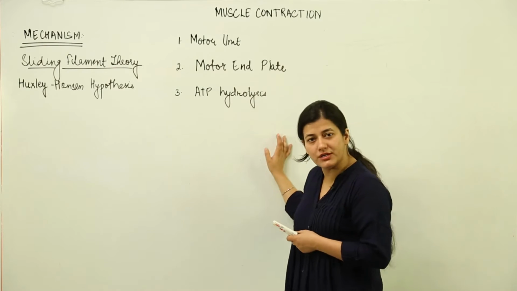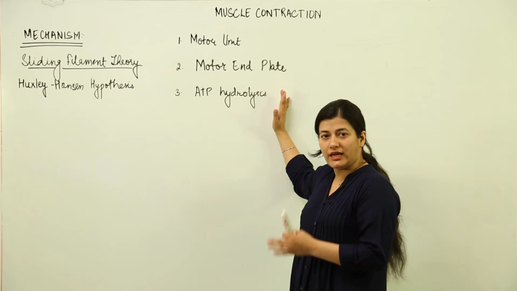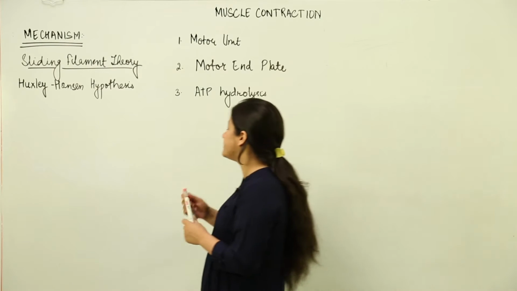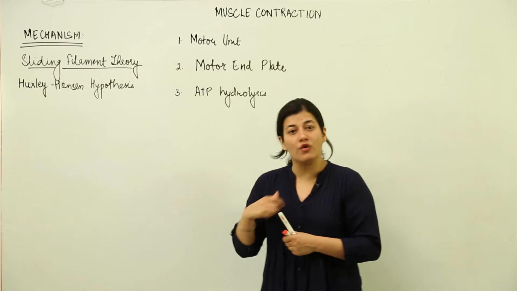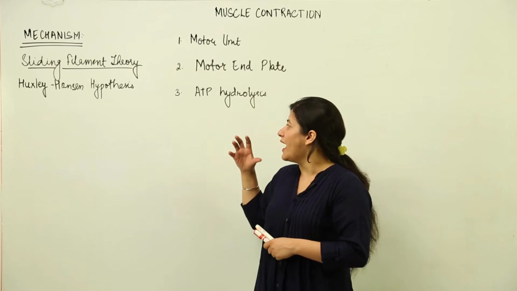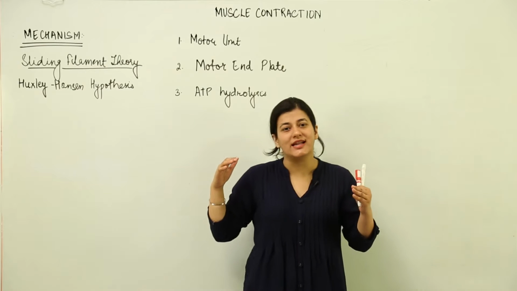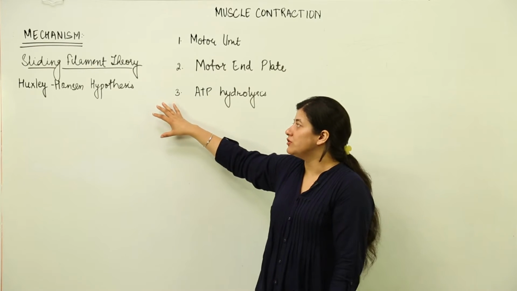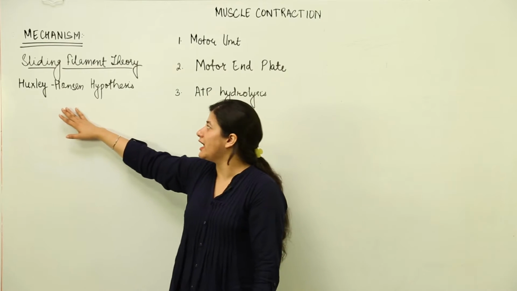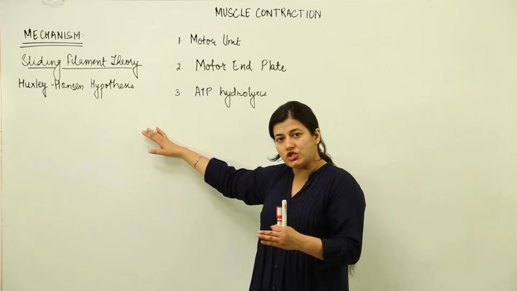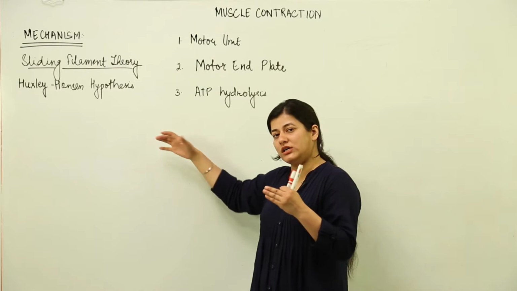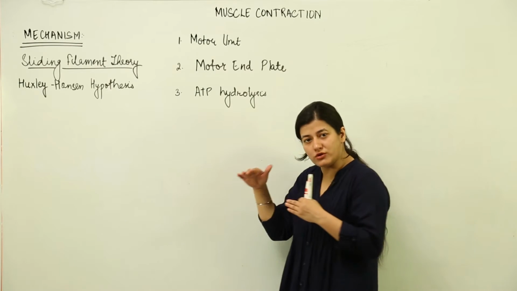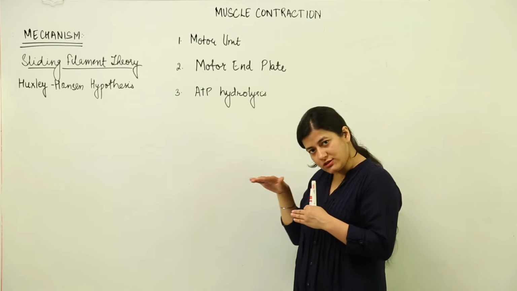What is a motor unit, what is the motor end plate, how does ATP hydrolysis take place, and what is the role of calcium? Very important thing that you have to understand. What is the role of calcium in muscle contraction, and how does the sliding filament theory come into being? This sliding filament theory is a result of the Huxley-Hansen hypothesis, which is about the contraction and relaxation that takes place as a result of the sliding of those myofibril proteins over each other.